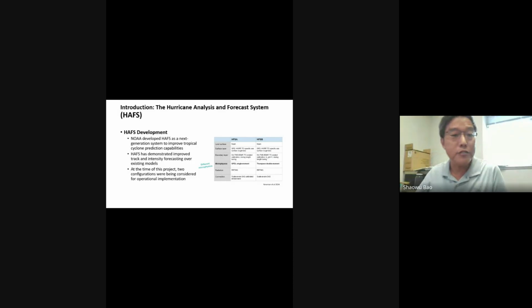Okay. Yeah, I was talking about the two versions of the HAFS model. There are some other differences, but the main difference is the microphysics.